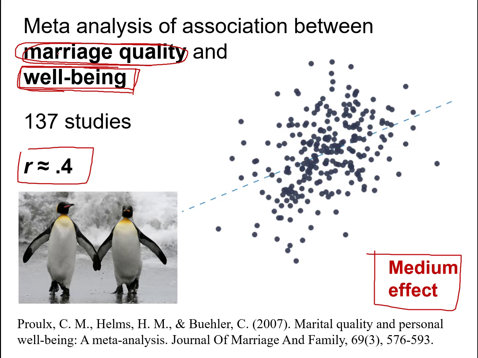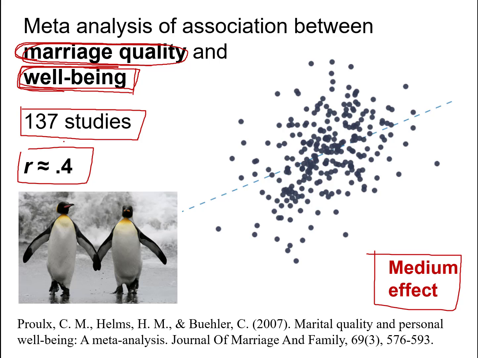So studies where they looked at self-report measures of marital quality and self-report measures of overall life well-being found a correlation of 0.4, and we had quite a few studies in this meta-analysis. There were 137 studies in this meta-analysis.